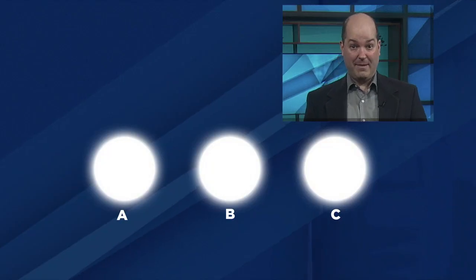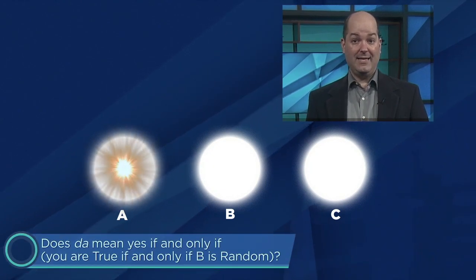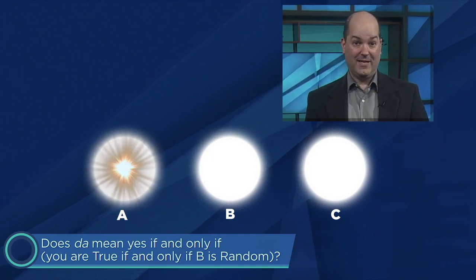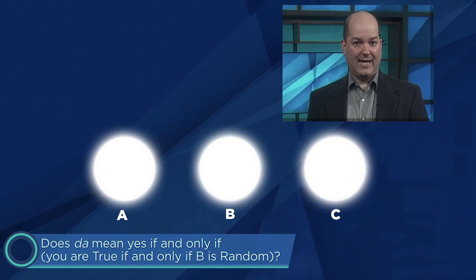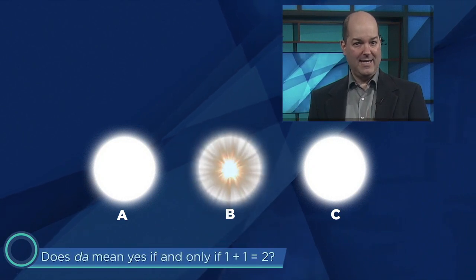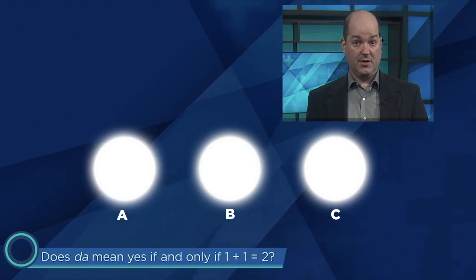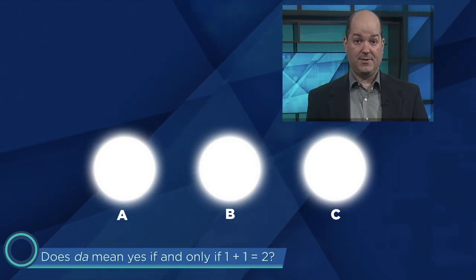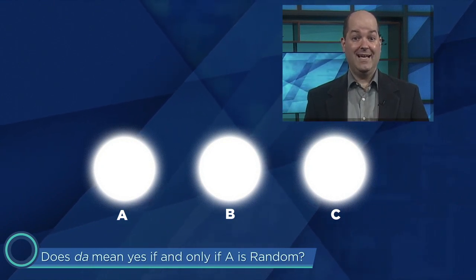Okay, let's take it from the top. Boulos' solution is to start by asking God A, does da mean yes if and only if you are true if and only if B is random? The answer to this question definitely identifies one of the gods as not random, let's say B. We then ask B, does da mean yes if and only if 1 plus 1 equals 2? This will tell us for certain whether B is true or whether B is false. And then we ask B, does da mean yes if and only if A is random? And then we're done. Whew. You can see why Boulos called this the hardest logic puzzle ever.